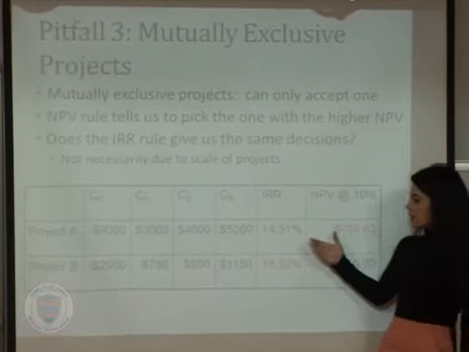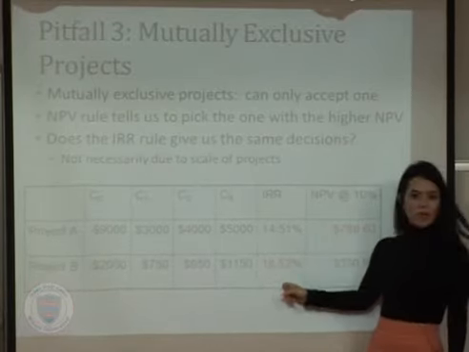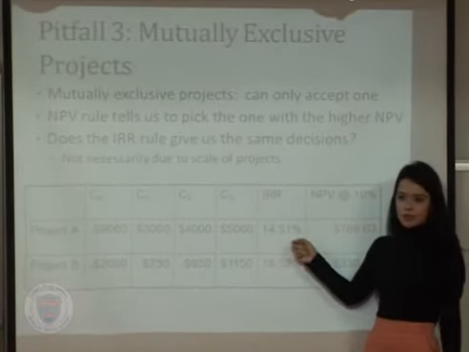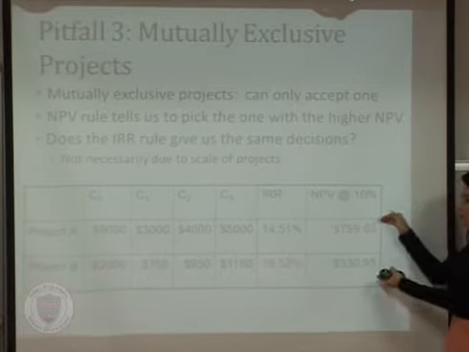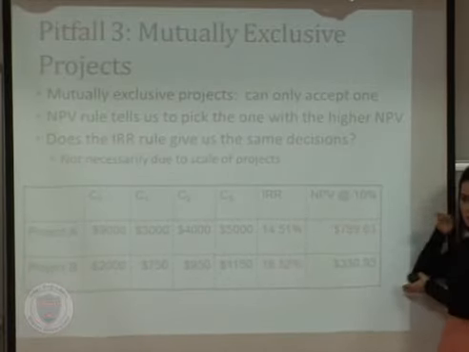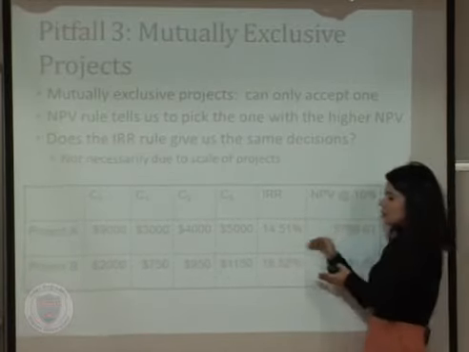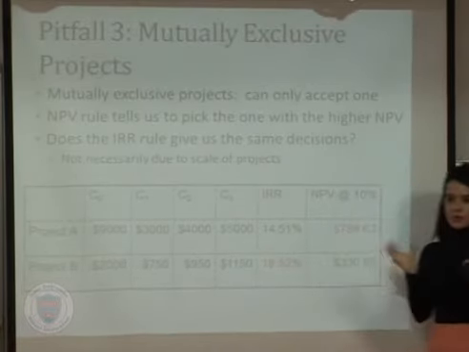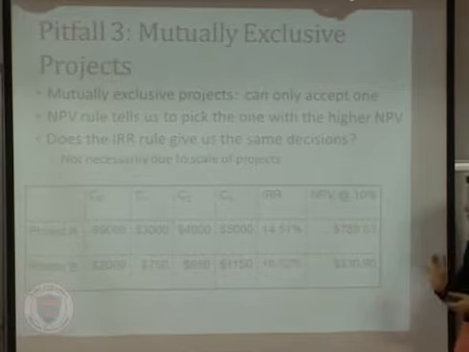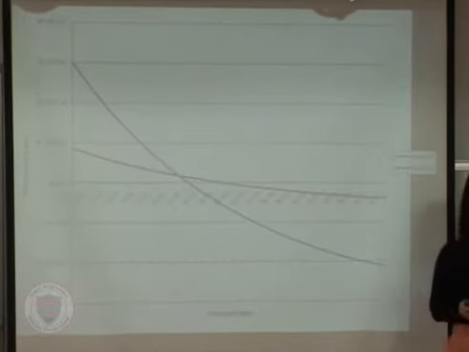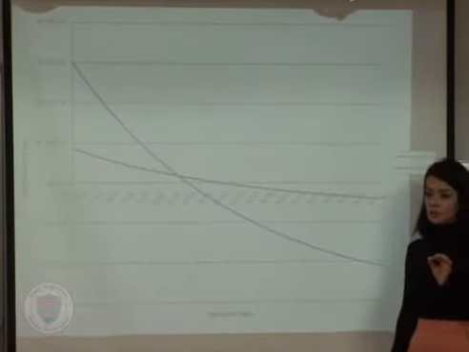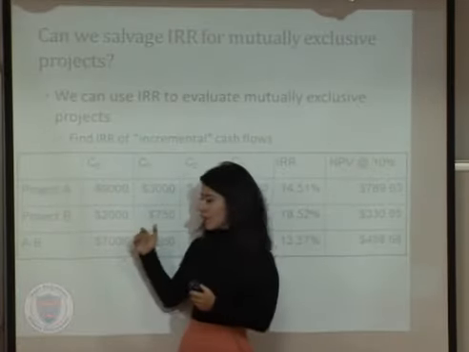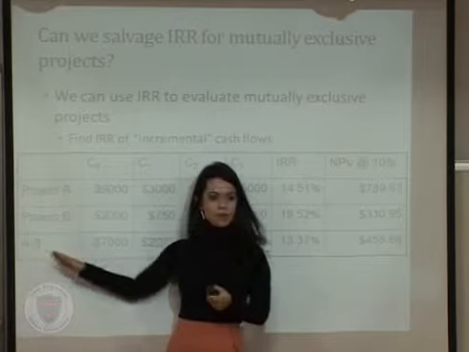If you calculate IRRs, project A will have 15% IRR and project B will have 18% IRR. So the NPV rule tells you to take project A. The IRR rule tells you to take project B. So there may be some kind of confusion. So what we're going to do is calculate incremental cash flows. We're going to take the difference of cash flows for A and B.